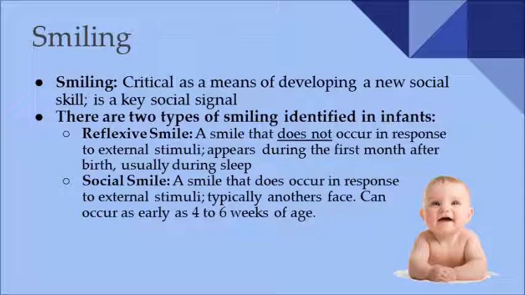A reflexive smile develops first. It's a smile that does not occur in response to an external stimulus. These smiles appear in the infant's first month of life and usually during his or her sleep. A social smile, on the other hand, is a smile that occurs in response to an external stimulus. These types of smiles occur as early as 4 to 6 weeks of age.